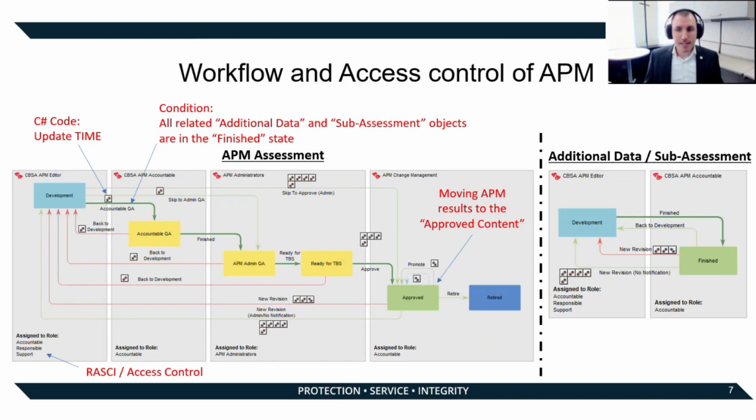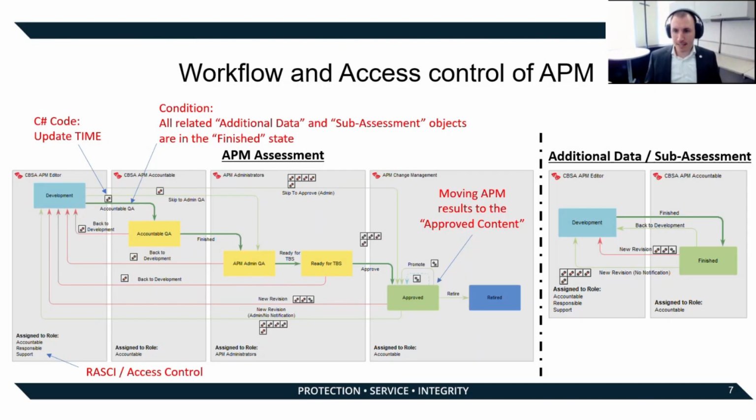If we take the development state as an example, I should rename that one to work in progress, to make more sense. The state is managed by the CBSA APM editor role that is assigned to the accountable, responsible, and support people of the APM assessment. Within the state, we allow edit capabilities and mark it as shown in people's to-do lists. I will show you that in my demonstration.